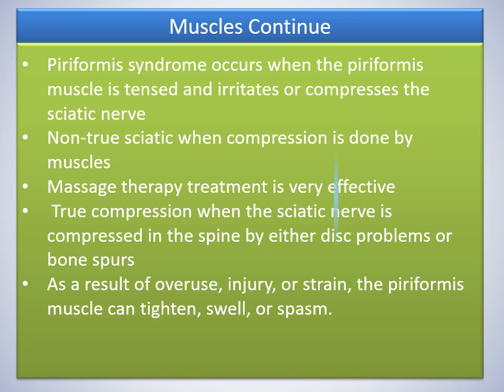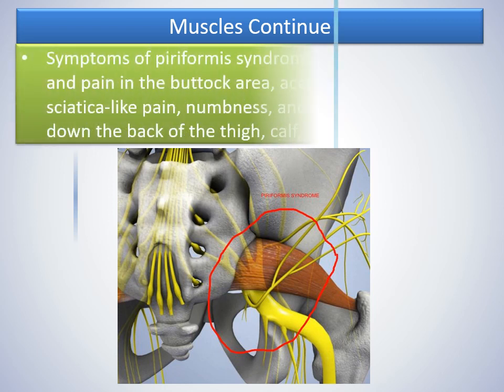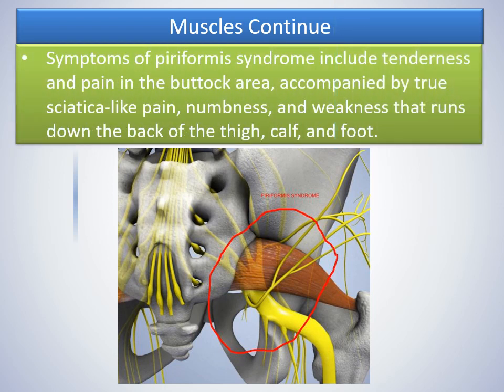As a result of overuse or injuries or other strains, the piriformis muscle can tighten itself, can be a little swollen, or can go into a spasm. So a lot of times it's not just because of an injury, but it can be because of a faulty posture. Here in this case, you can easily see the symptoms of piriformis syndrome, or non-true sciatic compression, done by the tension on the muscle here, the piriformis, over this sciatic nerve.